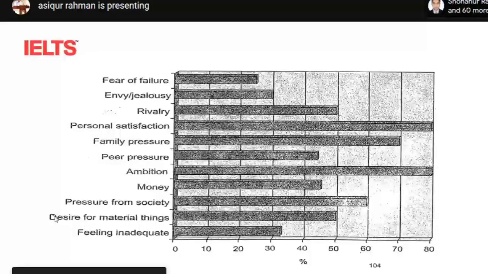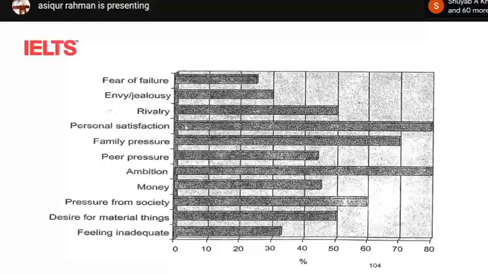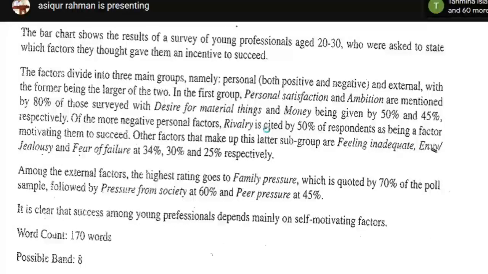Look at one, personal satisfaction is 80%, isn't it? 80% of young professionals said it came with their personal satisfaction. And if you go for the lowest one, fear of failure, if I fail, what will happen? Because of this, it makes them succeed. That fear of failure goes for only 25 or more than 25, around 25. Sorry.